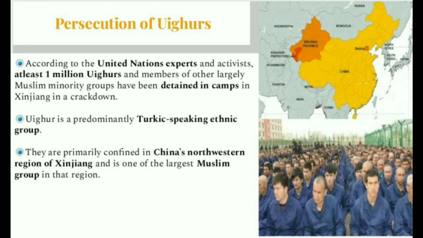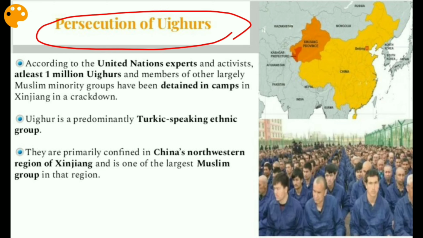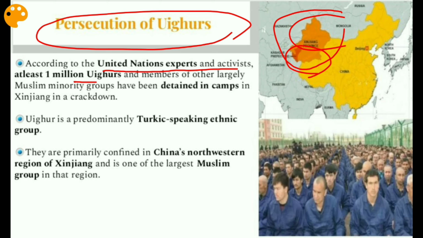So let's discuss the persecution of Uyghurs. The Uyghurs are one of the Muslim communities predominantly found in the western and northwestern part of China. According to United Nations experts and activists, at least 1 million, that is 10 lakh, Uyghurs and members of other largely Muslim minority groups have been detained in camps in Xinjiang in a crackdown. Uyghurs are a predominantly Turkic speaking ethnic group located in China.